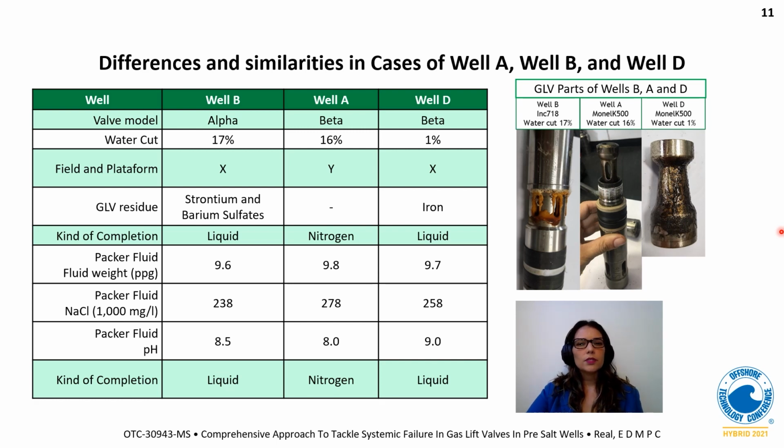However, the residue from these three valves presented different characteristics, and only the well B gas lift valve presented the scale. The well D gas lift valve residue was composed mainly of iron with a small concentration of barium. Well A gas lift valve did not present residue on the outside of the valve frame.